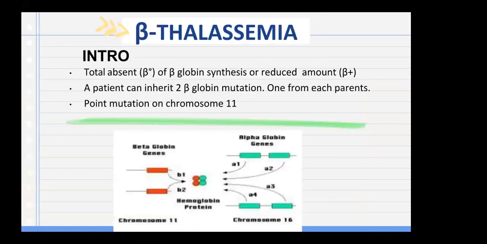Next, move on with the beta thalassemia. It means there is total absence of beta globin synthesis, beta naught, or a reduced amount, beta plus. The patient can inherit 2 beta globin mutations, one from each parent, which is a point mutation on chromosome 11.